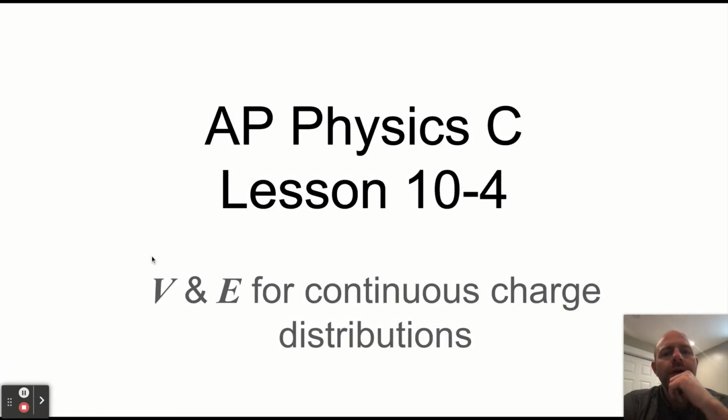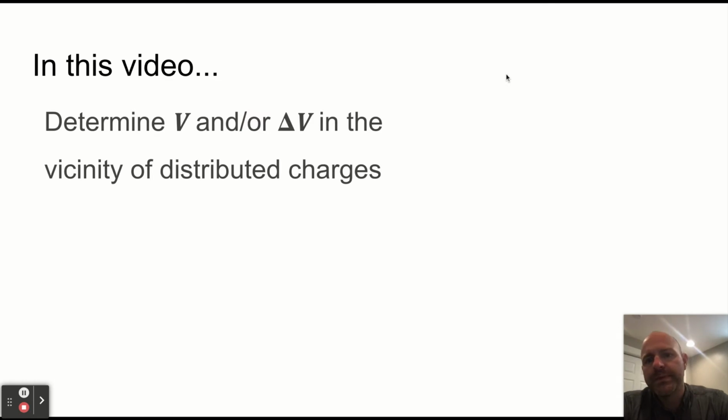So this video is looking at potential and electric field for continuous charge distributions. The electric field stuff we've already learned how to calculate using Gauss's law and the integration of Coulomb's law. And we're going to look at the connection between that and the way we do that for potential as well. Specifically, we're going to look at V and delta V in the vicinity of distributed charge.